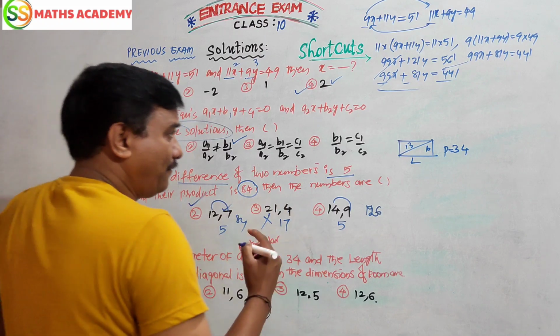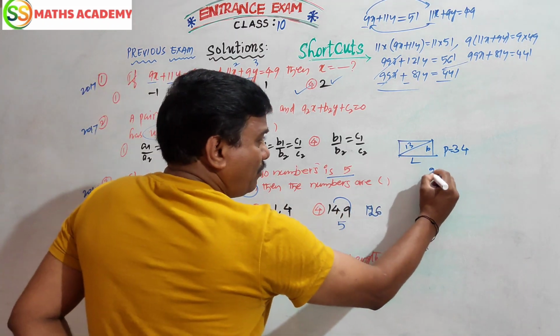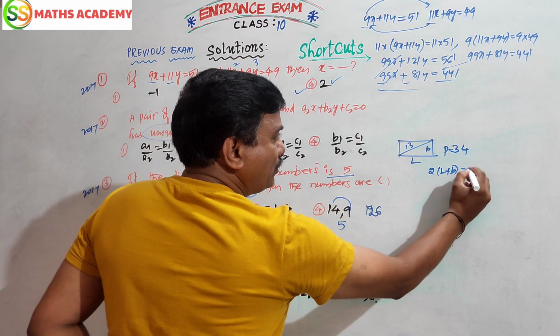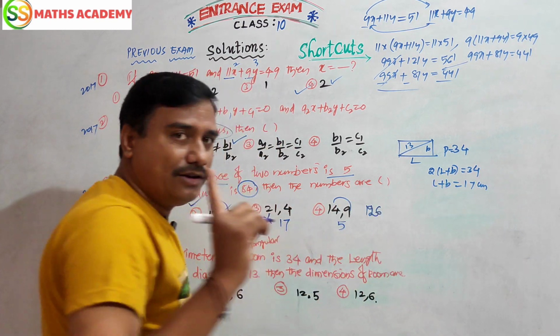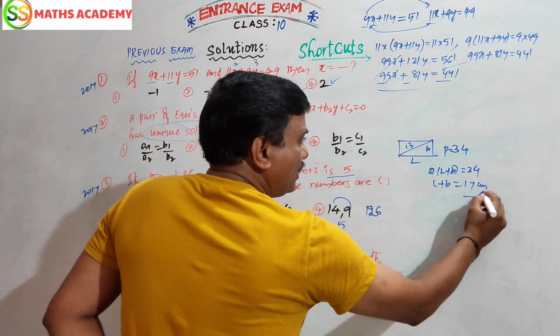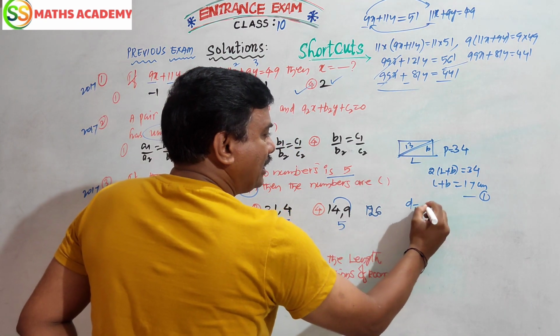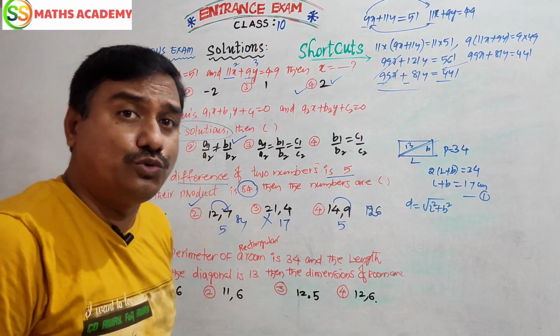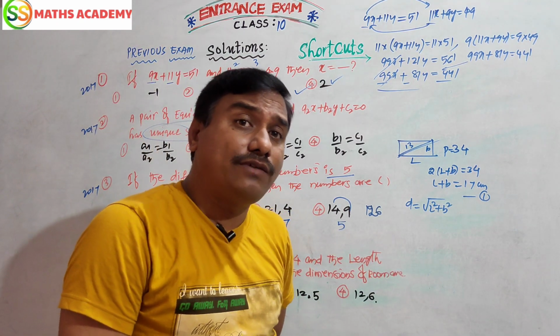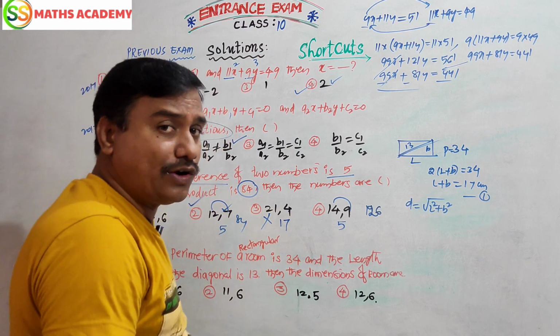Let us see, friends. Perimeter formula: 2 of (L plus B) equals 34. Now L plus B equals 17. Okay. One equation. Now diagonal of a rectangle is root of (L square plus B square). Diagonal of a square is root 2 a. Diagonal of a rectangle is root of (L square plus B square). Keep in your mind this formula.